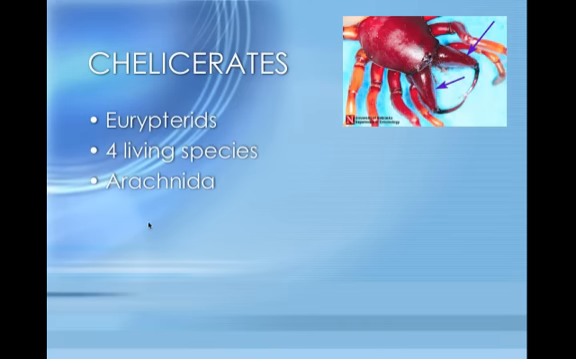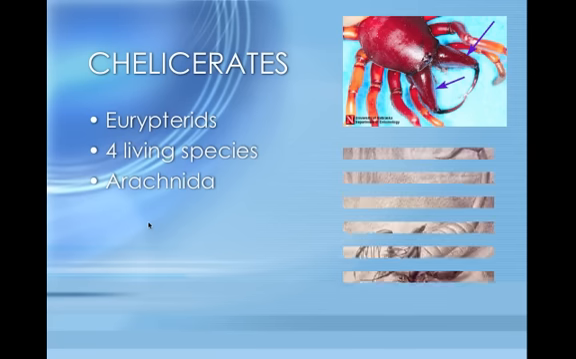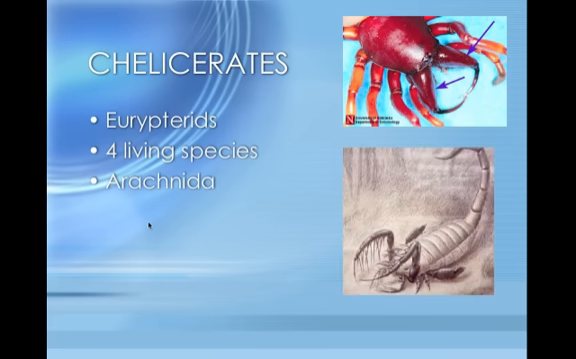Chelicerates have chelicerae, which are pincers or fangs for feeding. Eurypterids are water scorpions, and they were the early chelicerates that are now extinct. They were found in marine and fresh water, and they could be up to 3 meters long. They had more specialized appendages than trilobites.